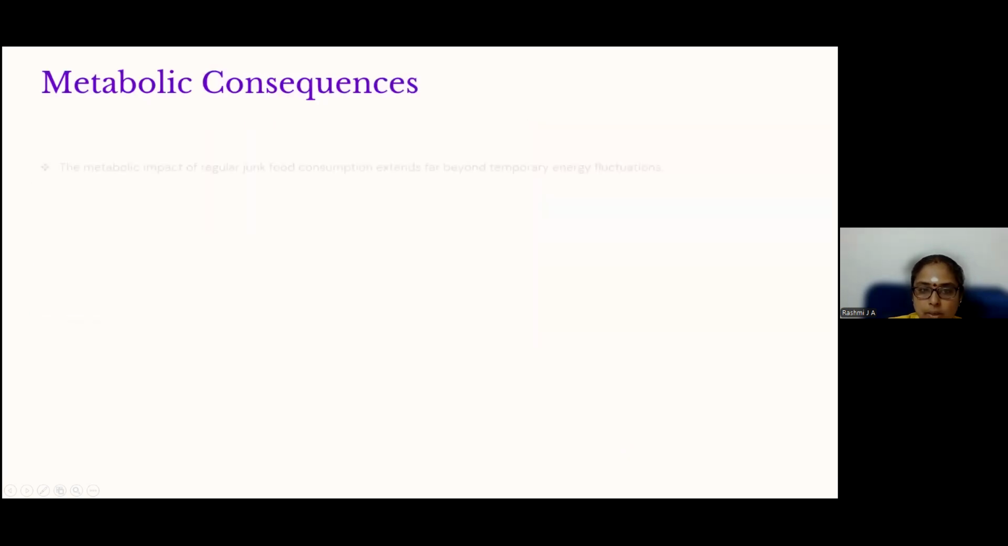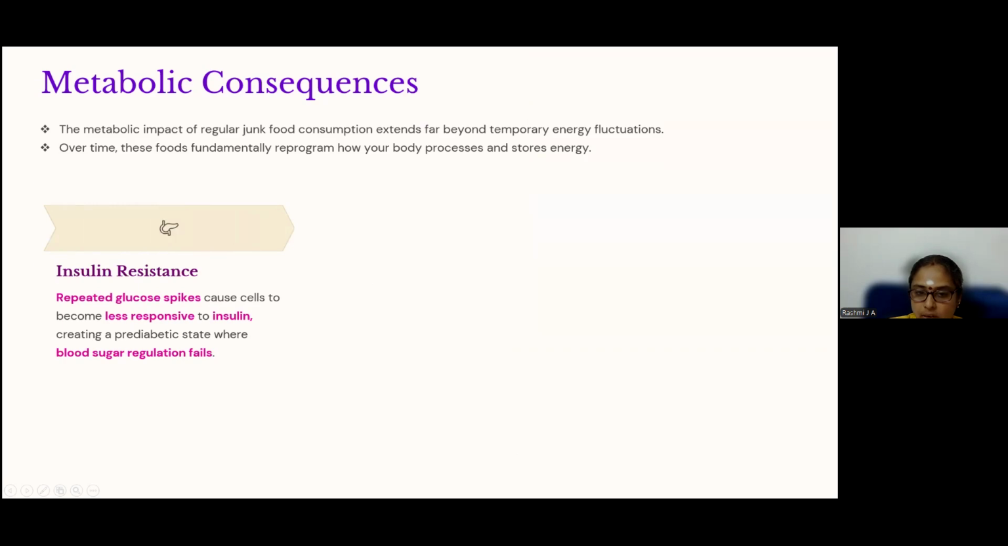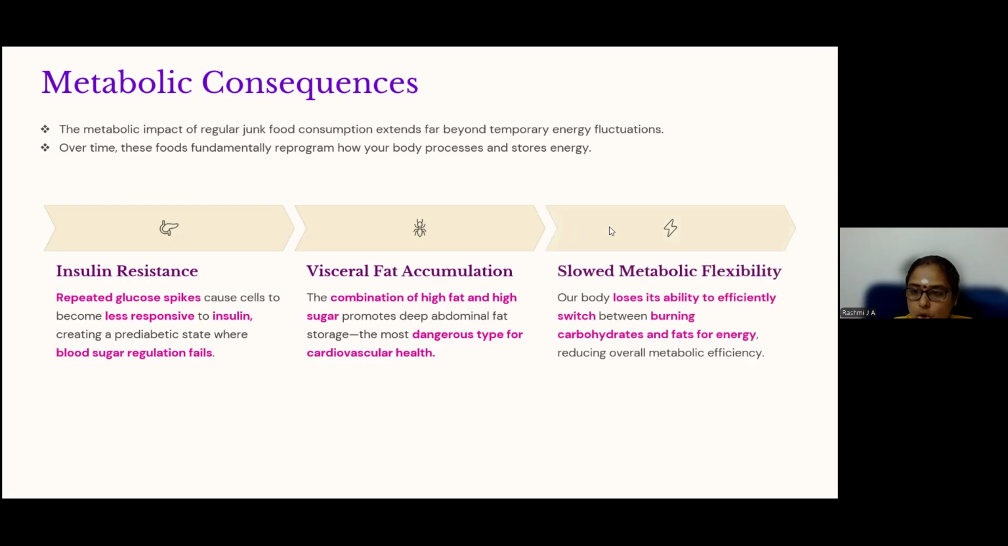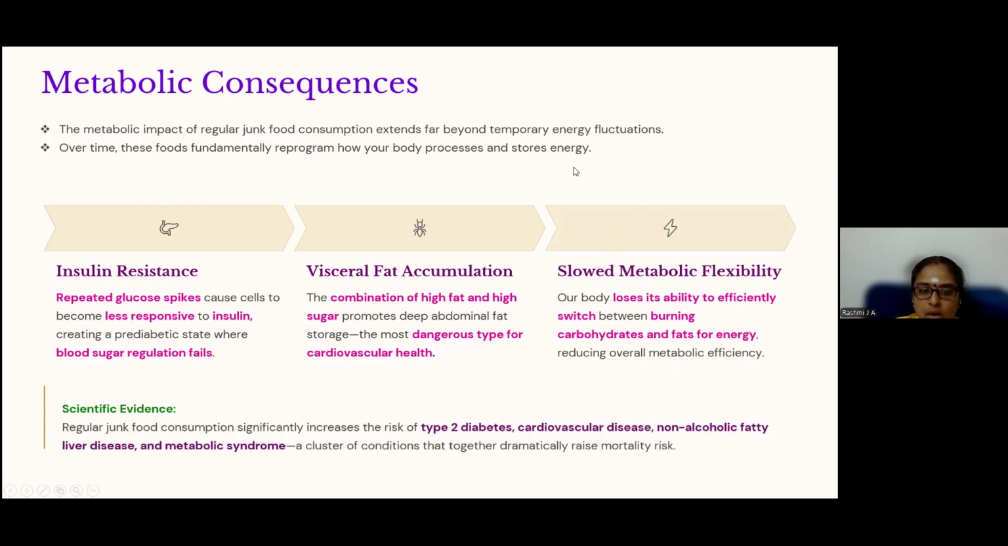So, metabolic consequences: we have insulin resistance leading to type 2 diabetes and obesity. Then we have visceral fat accumulation. Obesity will happen, especially in the stomach region, the abdominal region, the thighs, and the buttocks. The adipose tissue, or fat storage, will be more, which will in turn affect cardiovascular health. Then we have slowed metabolic flexibility. The body loses its ability to efficiently switch and burn carbohydrate and fat for energy, and it reduces the metabolic efficiency.